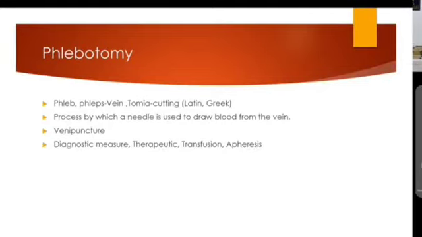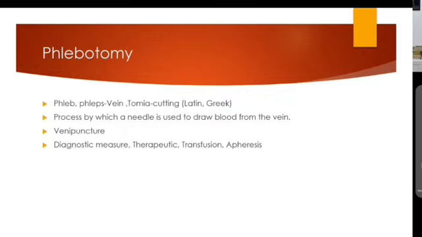Phlebotomy: veni means vein, and tomia means cutting. This is derived from the Latin and Greek languages. So it is a process by which you put in a needle, you cut the vein, and then you draw the blood from the vein.